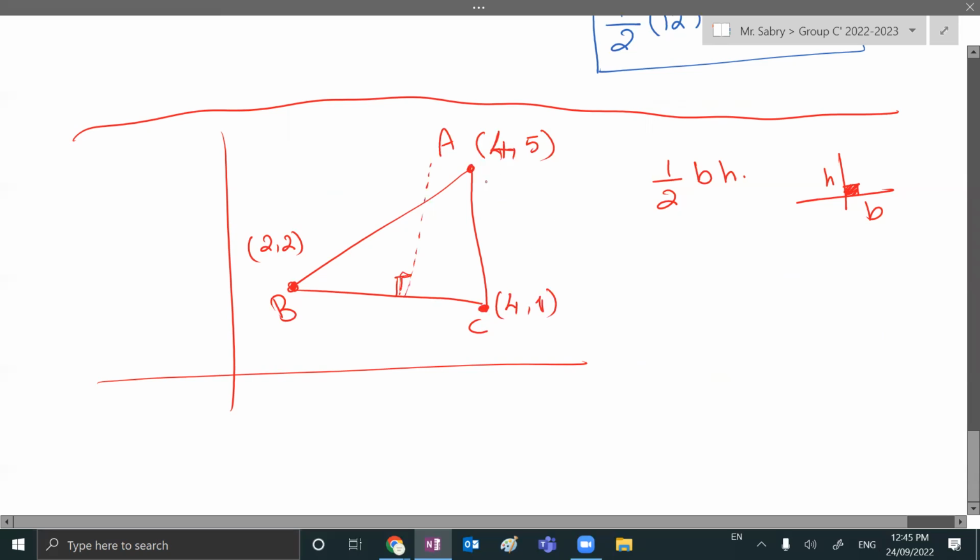Instead, this line here is not a tilted line. How did I know that? Look at the x coordinate. Here the x is 4, and here the x is 4 as well, which means the line is a vertical line, which means I can easily find its length. Can anyone tell me what's the length of this side, AC?